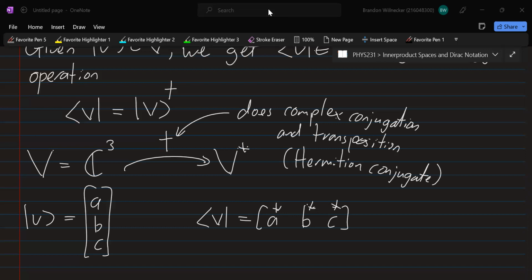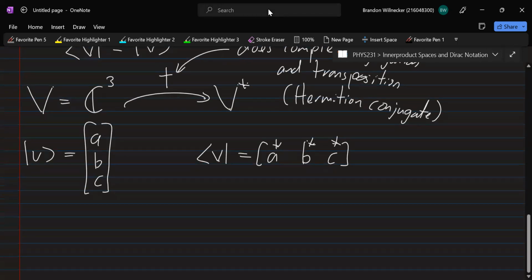So we've got the vector, or the ket V. That's a column vector. We can then use this dagger operation to get the bra V. They're in one-to-one correspondence. This will then be a row vector with complex conjugated elements. With this construction done, we can then look at what the inner product does.